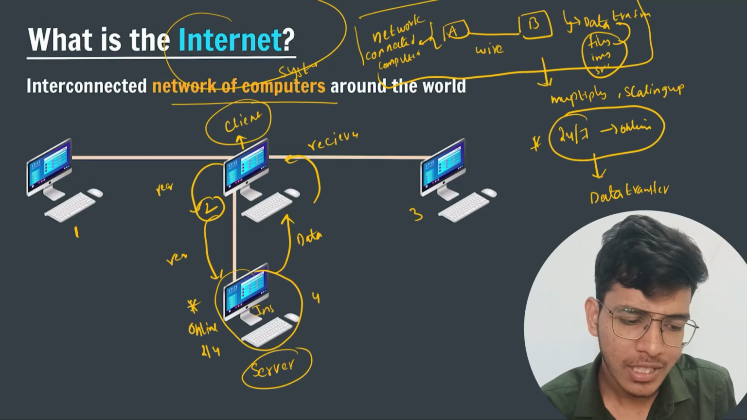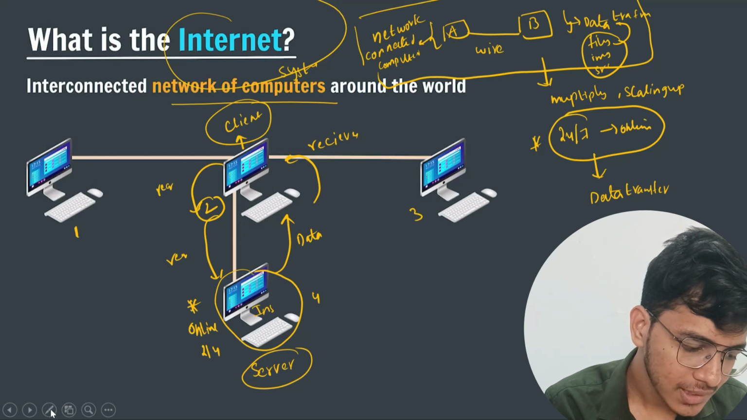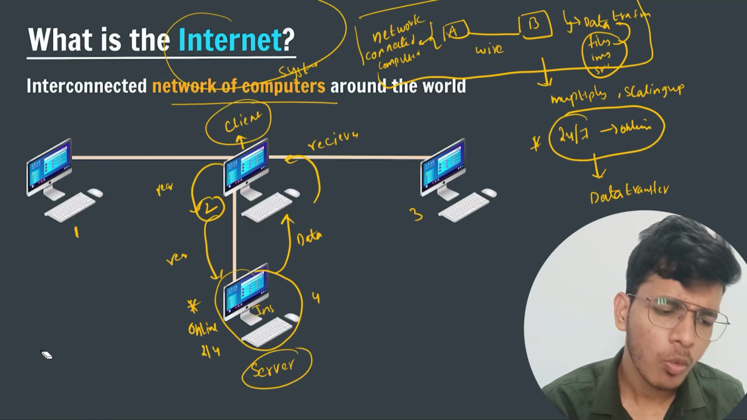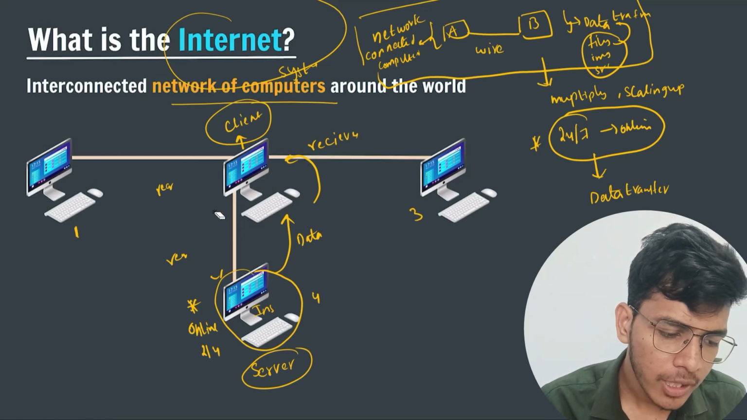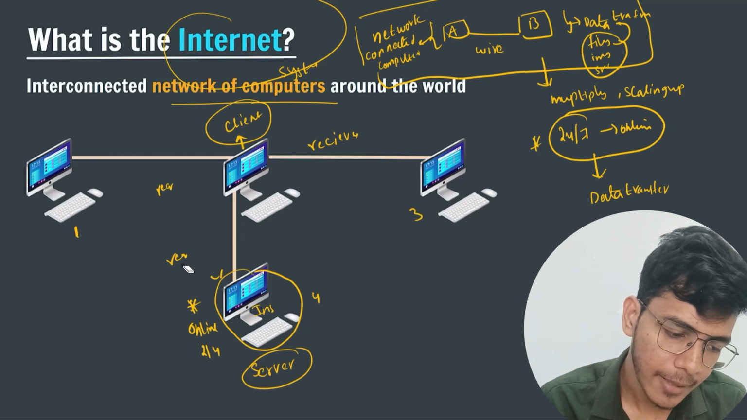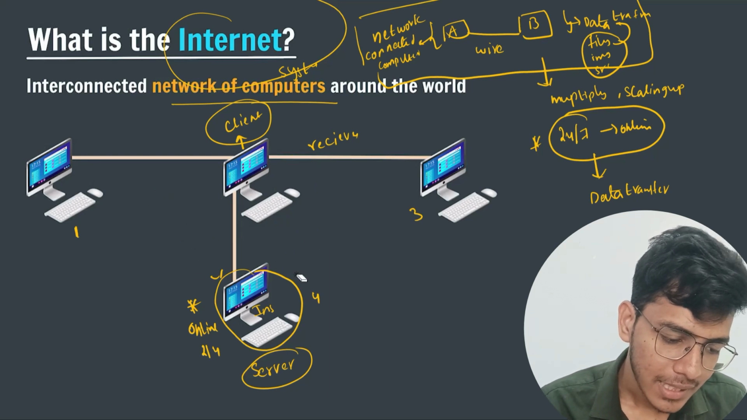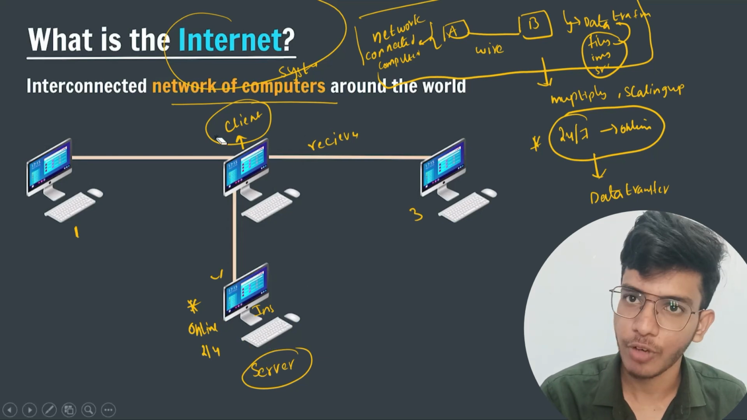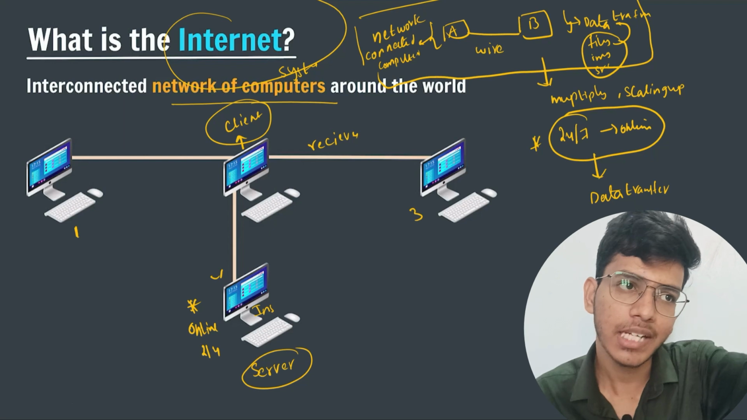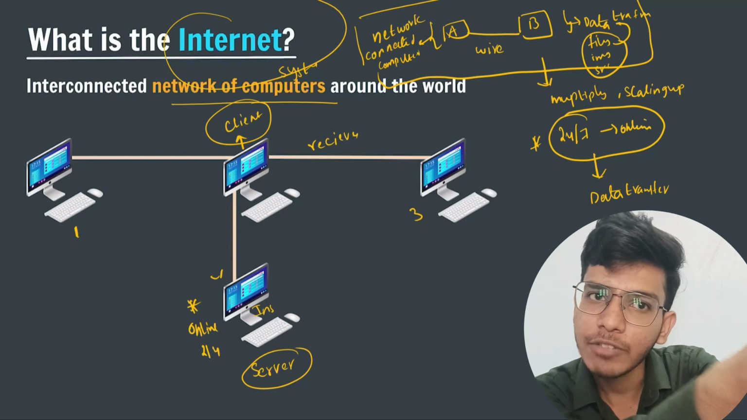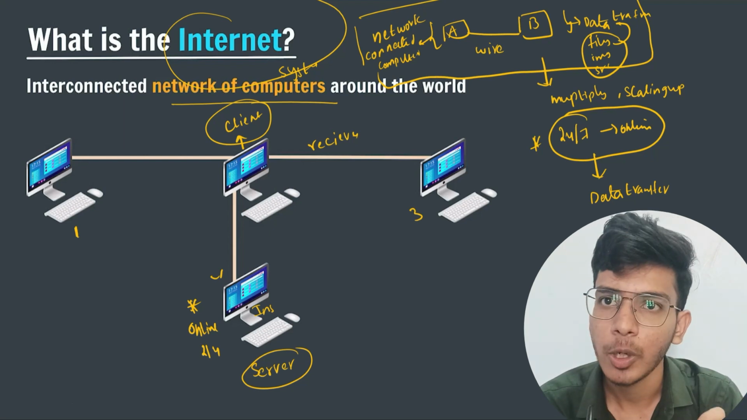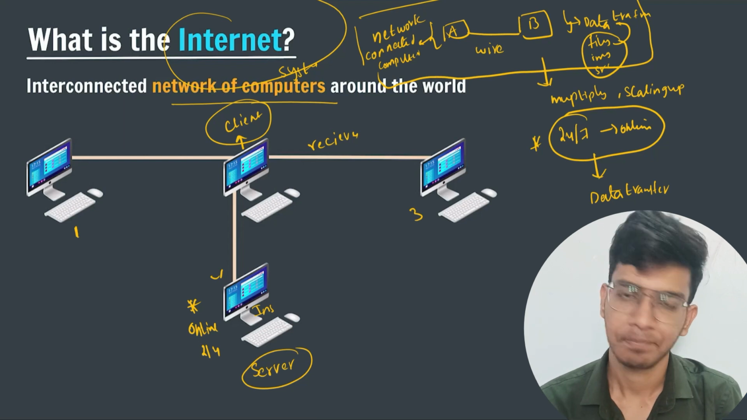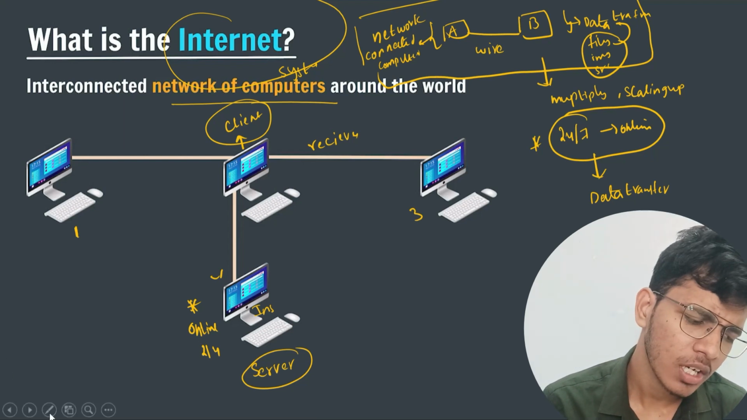Okay, and one more thing is that I hope you have understood what is a server, what is a client. So a computer which is available 24/7, that thing is known as a server. And a computer which sends a request and in return receives some information, that computer we call a client side. Okay, client computer, whatever you want to call.